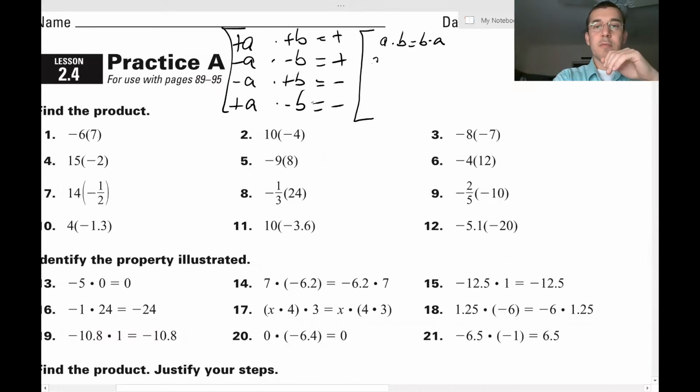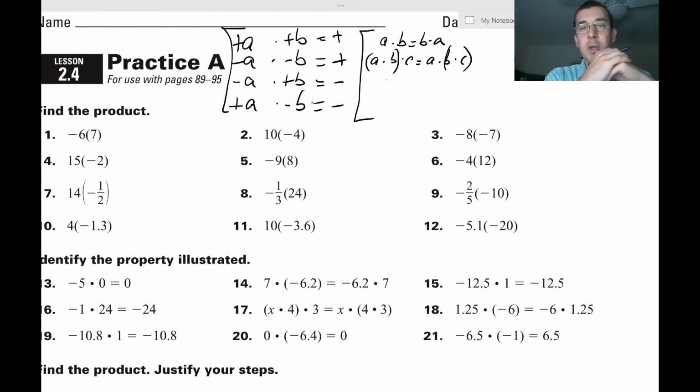Then the grouping of when you're multiplying three numbers doesn't change the product. So if you have A times B times C equals A times B times C, it's the same. The product is the same. So the associative property of multiplication also applies here.